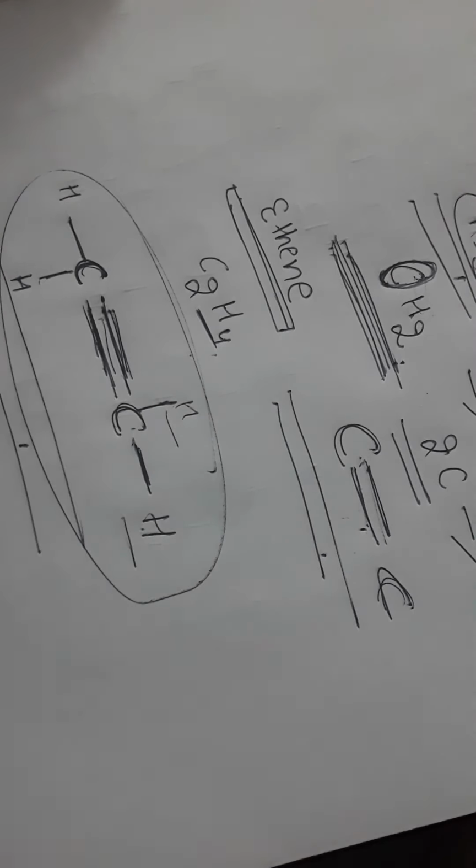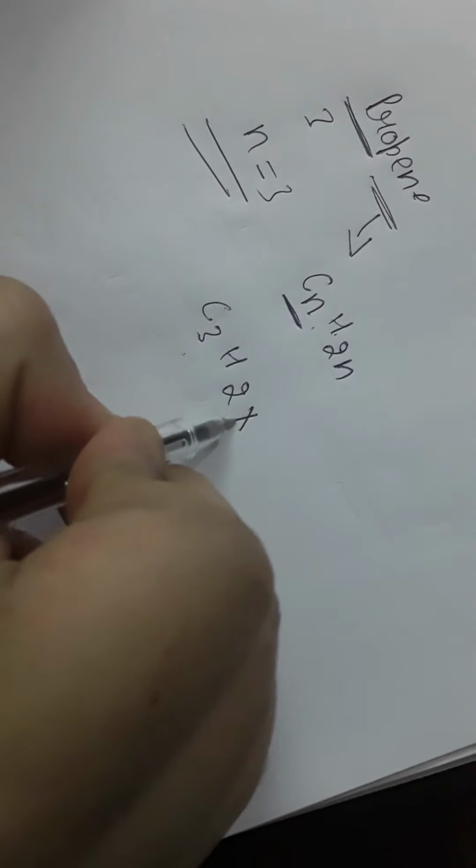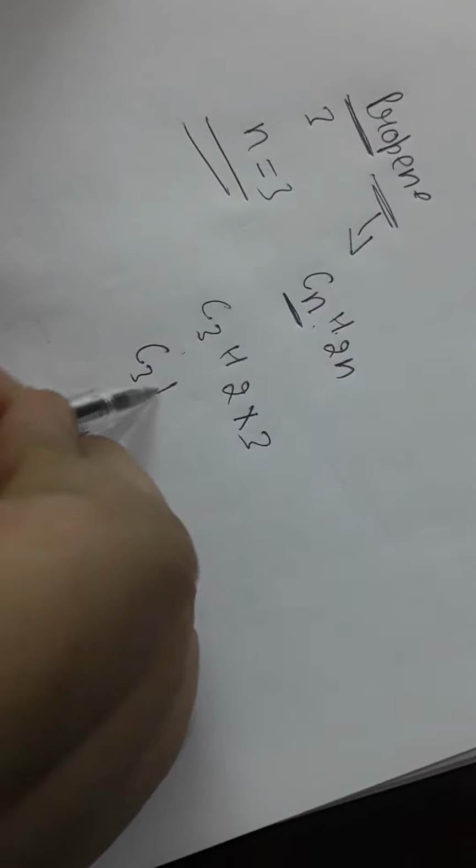Let us form some more formulas: propene and butene. We'll do 2 more of these alkenes. Fine. So now you see propene. Prop means 3, means the value of n is 3. Ene means alkenes. The general formula of alkenes is CnH2n. So the value of n is 3, C3H, 2 into n, that is 2 into 3, C3H6.